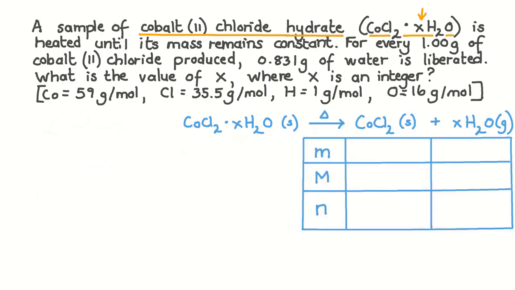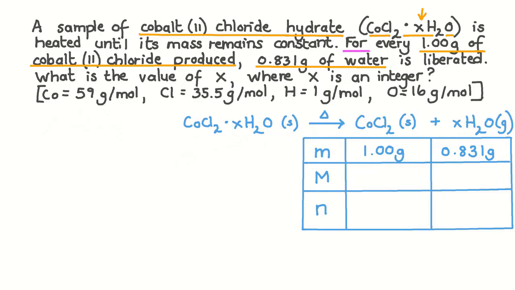To solve this problem, we can put the data that we are given and that which we need to find into a table. This table is not absolutely necessary, but sometimes it helps when we are dealing with a lot of information. We are told that for every 1.00 grams of cobalt-2 chloride produced, so let's put this mass into the table under COCl2, 0.831 grams of water is liberated. And so this is the mass of water.